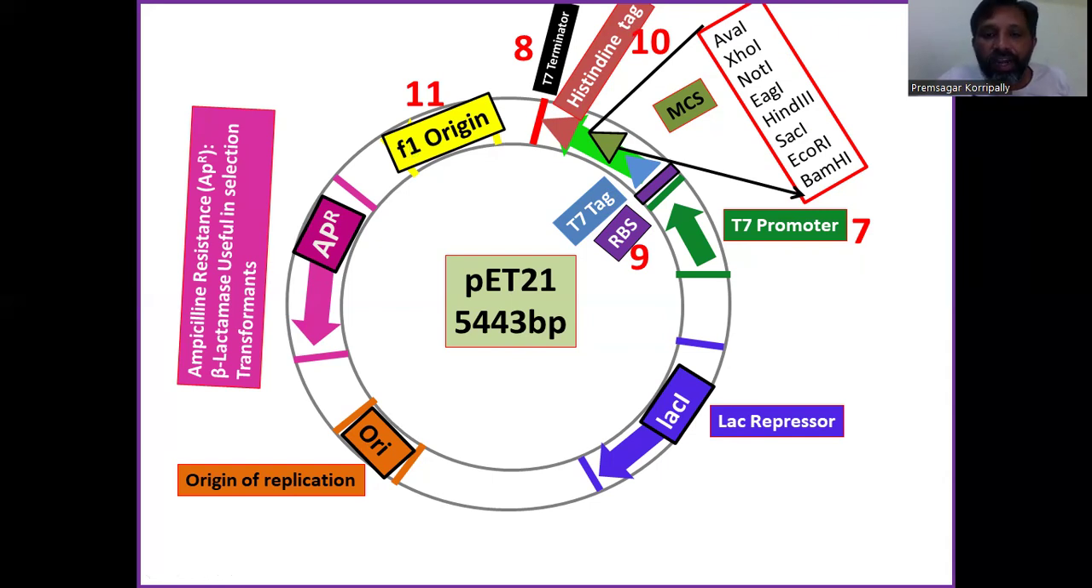So here, in addition to the features we discussed with pUC18, these are the additional features in the expression vector, and we will also take some more examples of expression vectors to see the other features. You see, this is a pET. You can see the tag that helps in the purification as well as detection of the recombinant protein.